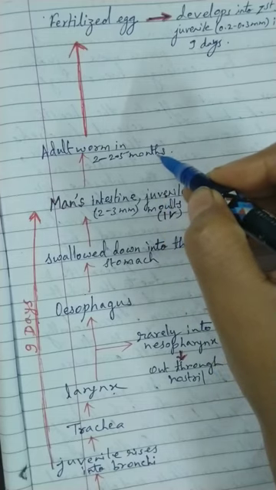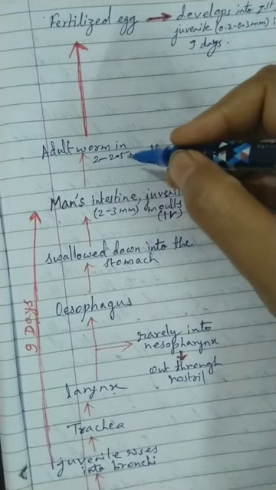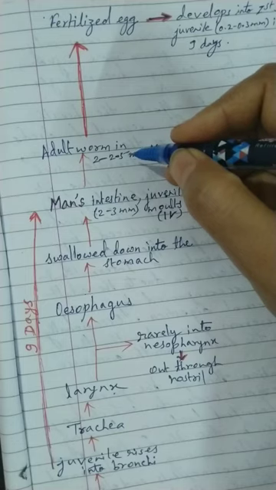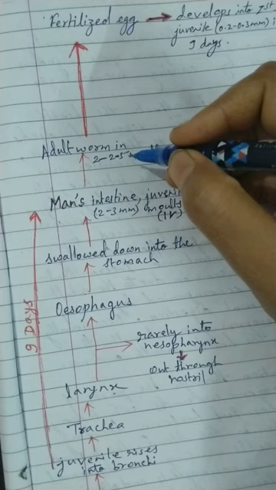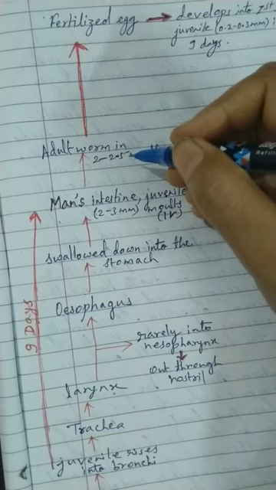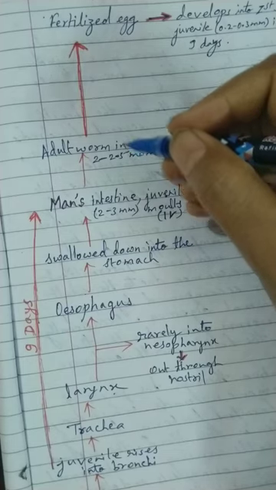In 6 to 10 weeks, it becomes sexually mature to form eggs. If in the same intestine two worms, male and female, are present, then only fertilization can happen. Otherwise, the unfertilized eggs will come out from the body of the human through the stool.